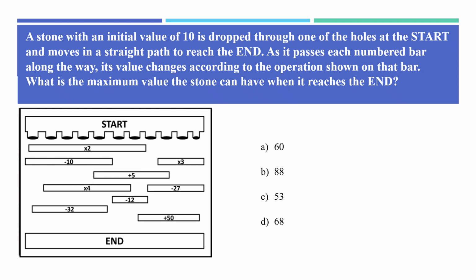A stone with an initial value of 10 is dropped through one of the holes. Okay, let me consider a stone here and let us drop it through one of the holes here. There are 1, 2, 3, 4, 5, 6, 7, 8, 9, 10, 11 possibilities. Let's drop somewhere there. It falls at start and moves in a straight path to reach the end. As it passes each numbered bar along the way, its value changes according to the operation shown on that bar. What is the maximum value the stone can have when it reaches the end?